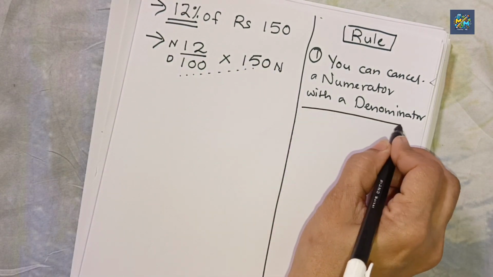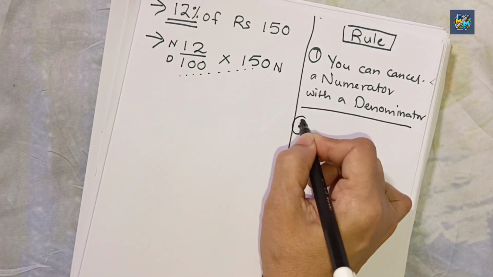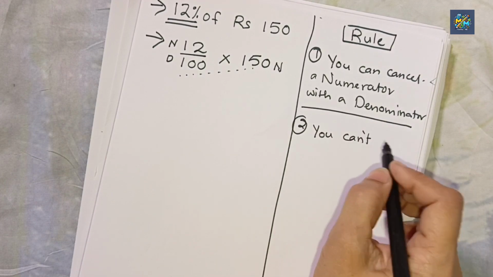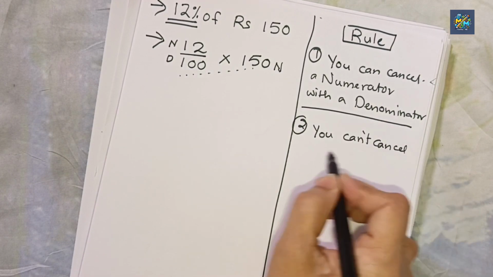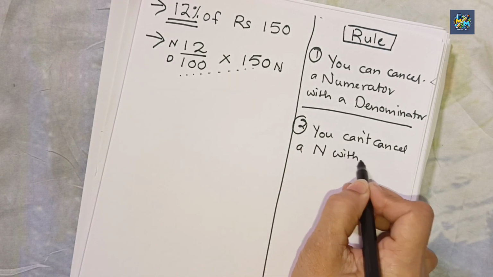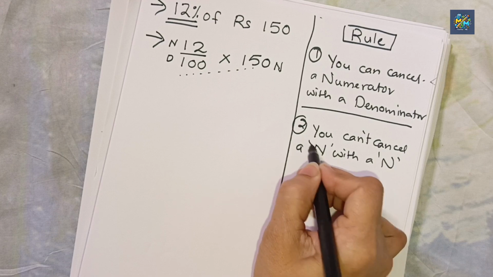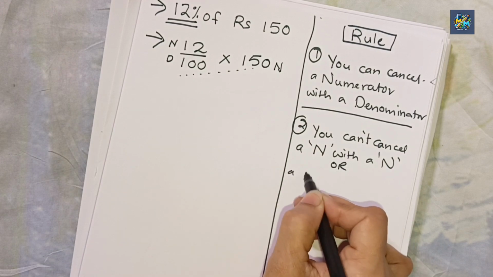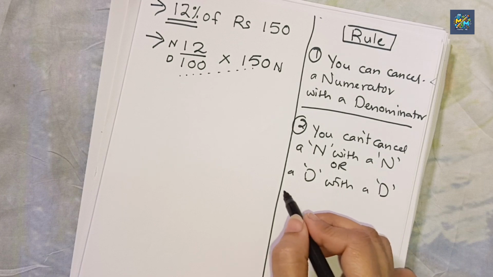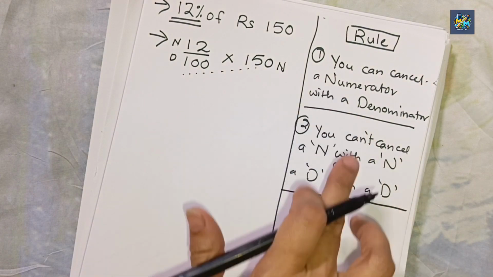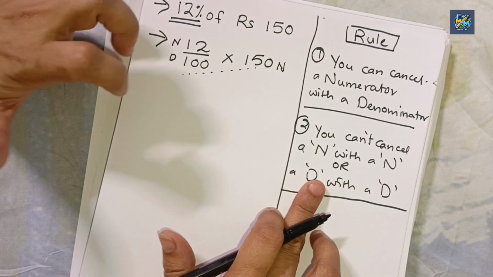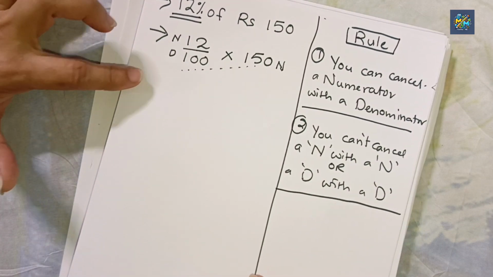Now this was the first rule. What is the second part? You can't cancel a numerator with a numerator, or a denominator with a denominator. So this is something you can do, and this is something you cannot do. I will explain you everything while attempting this sum.